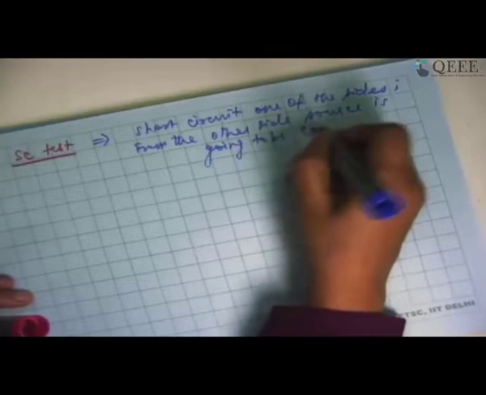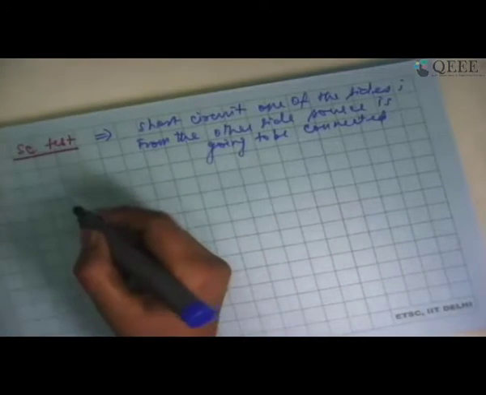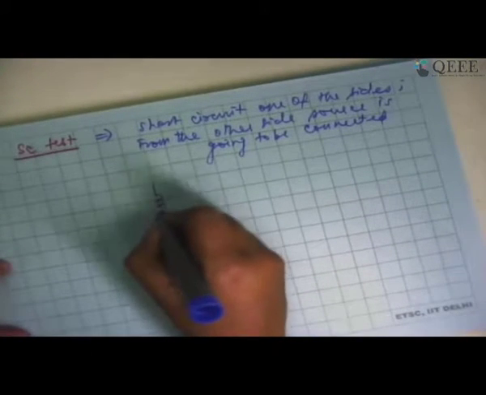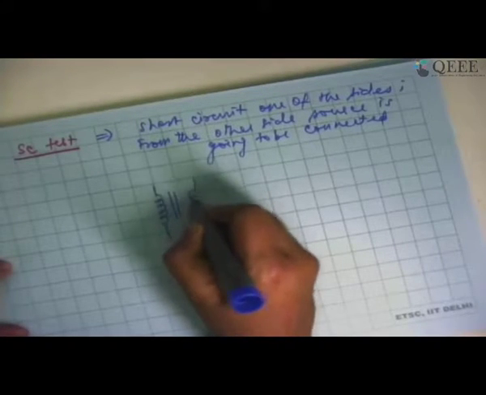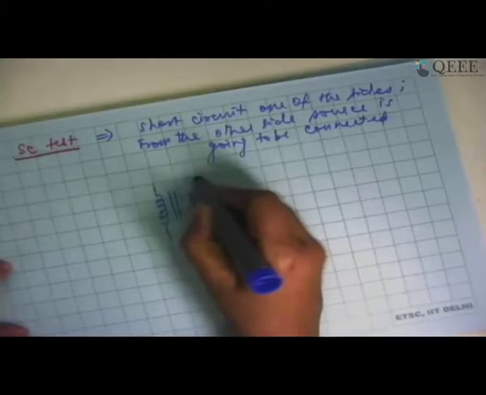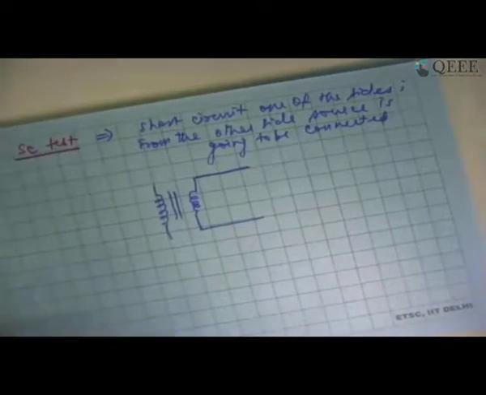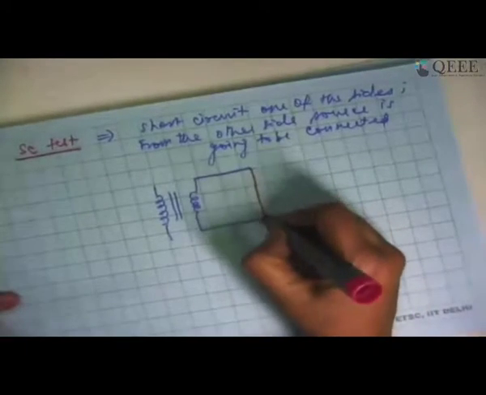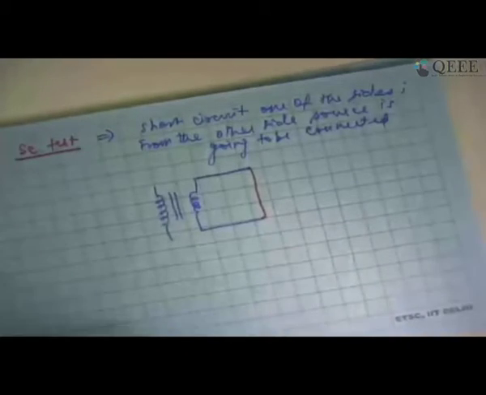This is what we do in the short circuit test. So let us try to take a look at the short circuit test basically. Let's say this is one of the sides of the transformer. This is the other side. Let me say that I am short circuiting this side of the transformer. I am still not mentioning whether it is low voltage side or high voltage side.